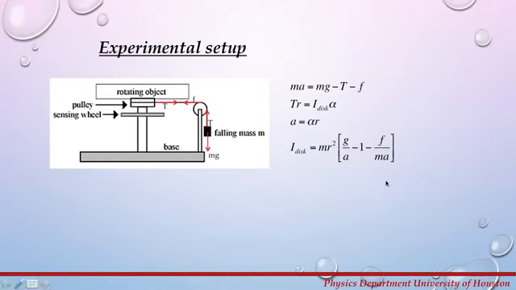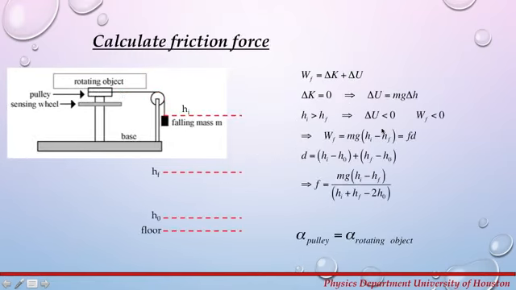You will use this equation to experimentally determine the moment of inertia of the rotating object on this space. The only term that you don't know from here is the friction force. To determine the friction force, we are going to use the concept of conservation of energy.